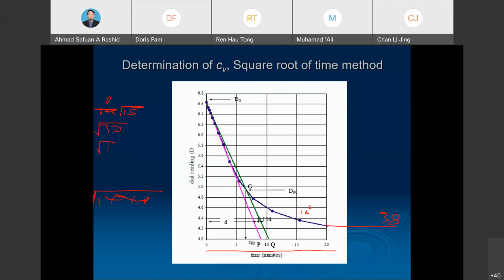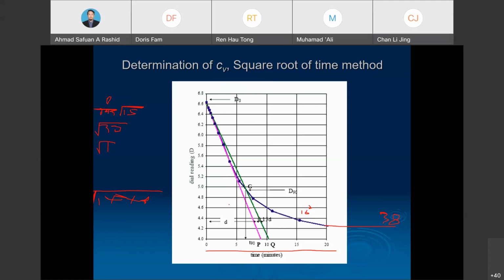After square root all the time, the first step is to draw a tangent line starting from the zero value of the time on the graph. So it represents the pink line.